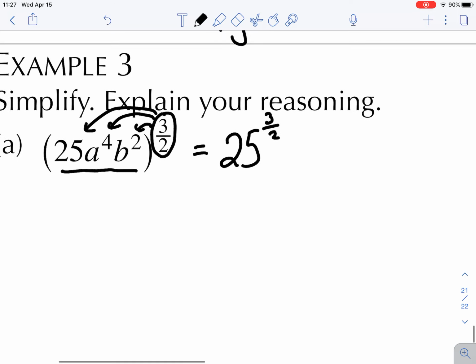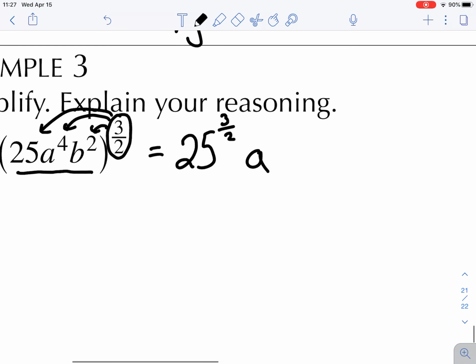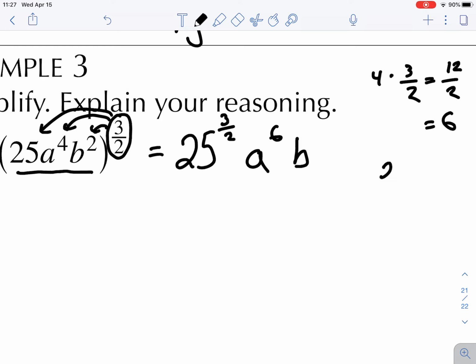So we're going to get 25 to the power of 3 over 2 times a. Now what's 4 times 3 over 2? So let's just take a look over here. 4 times 3 over 2. Well, that's equal to 12 over 2, which is equal to 6. So it's a to the power of 6. And b, well, what's 2 times 3 over 2? Well, it's equal to 6 over 2, which is equal to 3. So b to the power of 3.